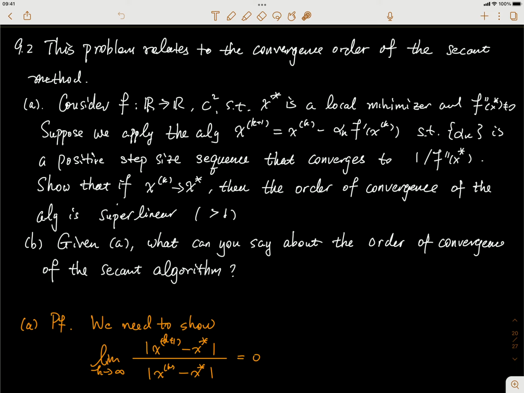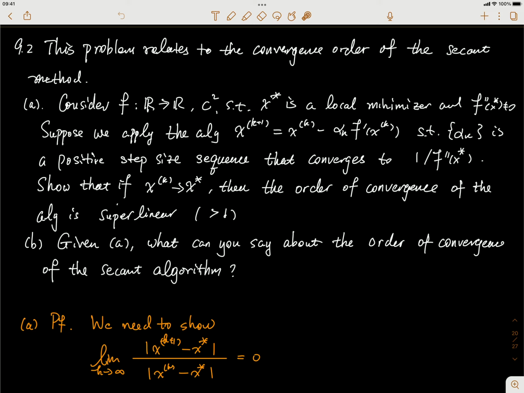Okay, the problem at 9.2 is to consider the convergence order of the secant method. So we first consider a lemma or some background for the convergence of the secant method. Suppose we have a function f, a univariate scalar-valued function, that's C2. This is what we require to apply the secant method. And suppose x star is a local minimizer, and f double prime of x star is non-zero.